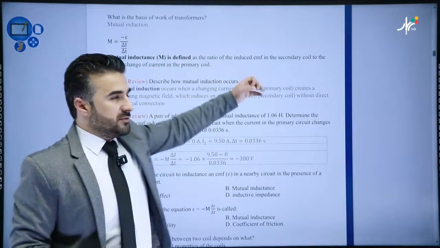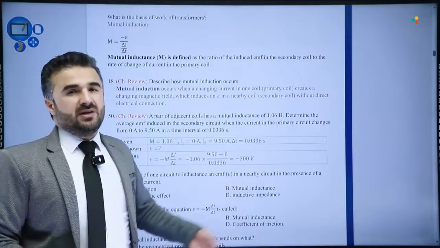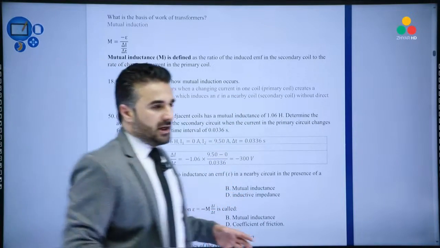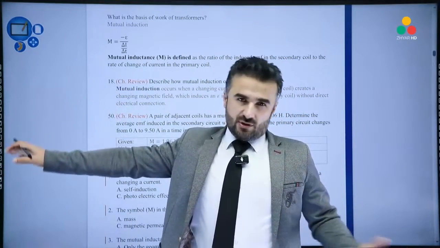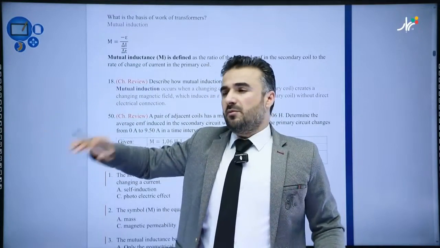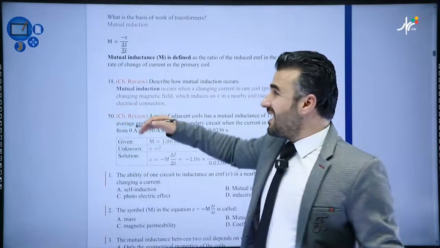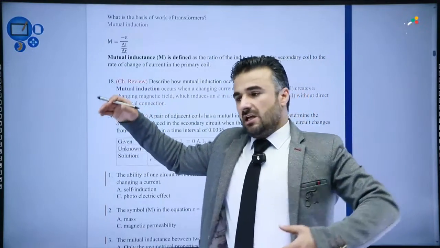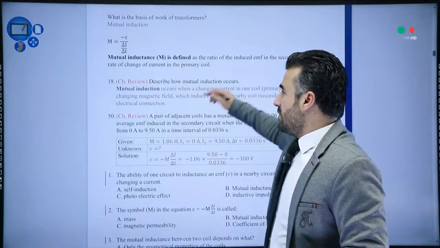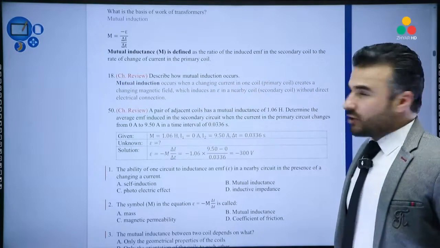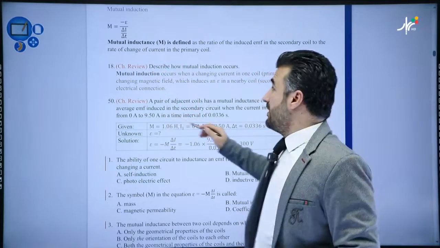We can say it is the ratio of the induced electromotive force in the secondary coil, by the way, because this electromotive force is going to be induced in the secondary coil. The primary coil is connected to a power source, whether this power source could be the mains current, a battery, or any other source that could provide the electrical energy for the first coil. But the second coil is the one that uses this change in the magnetic flux into induced electromotive force, which is the ratio of the induced electromotive force in the secondary coil to the rate of change of current in the primary coil.